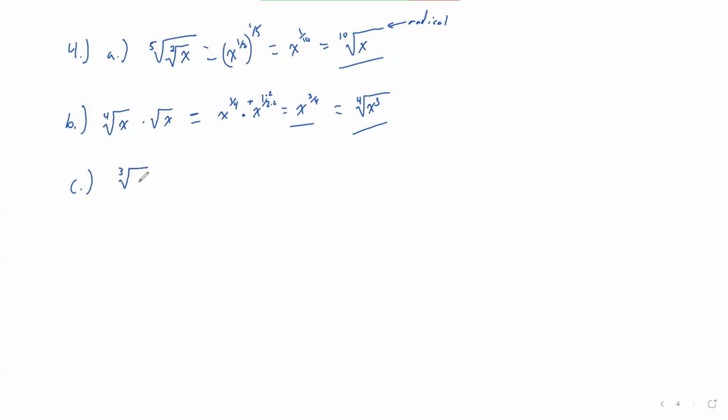Cube root of x squared times the square root of x cubed divided by the sixth root of x to the fifth. Yes, that's cube root of x squared times the square root of x cubed divided by the sixth root of x to the fifth. Very good.